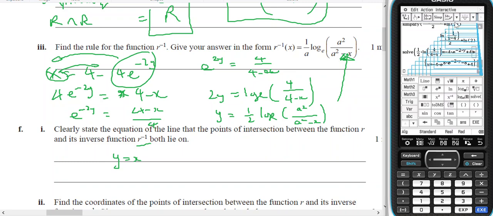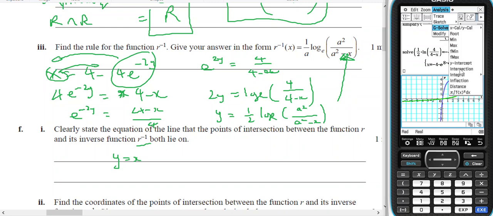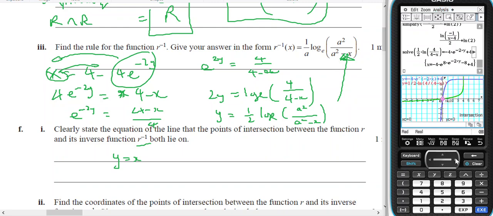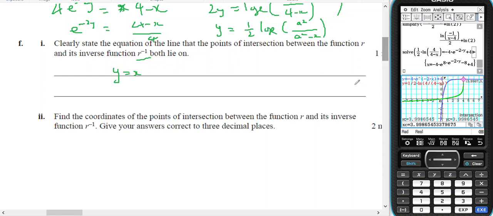right, let's just graph them both. So that's my inverse. This is my function, which is that one. And analysis, G-solve, intersection 0, 0, and 3.9986. So yes, it's on the line y equals x.